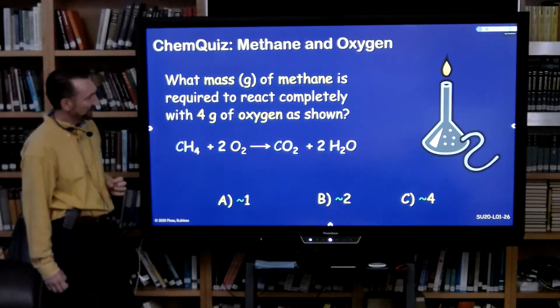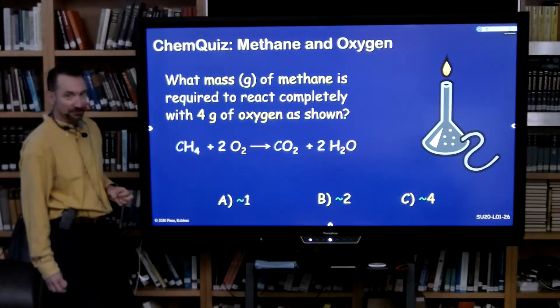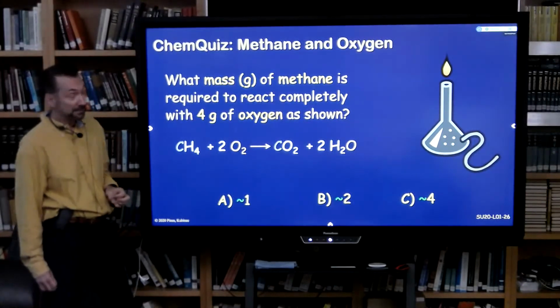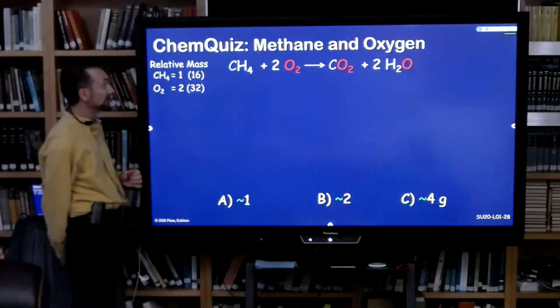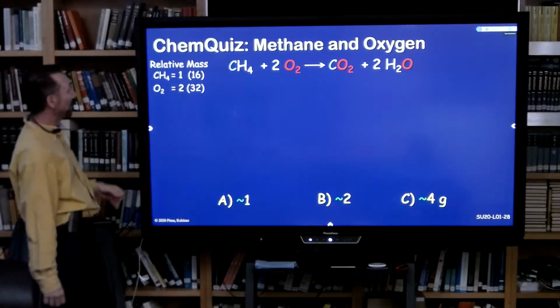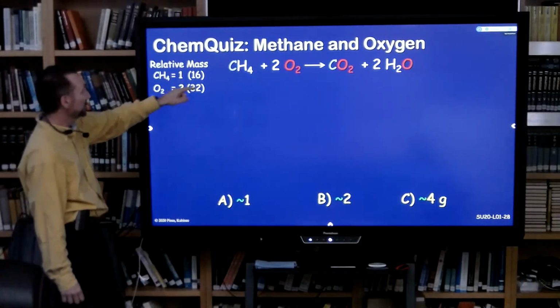We just went through this in lots of detail with the sulfur and oxygen. I think we're going to skip over this one because we did go in a lot of detail with sulfur and oxygen. This is the same. I'll just go through the procedure. The relative masses you can calculate.